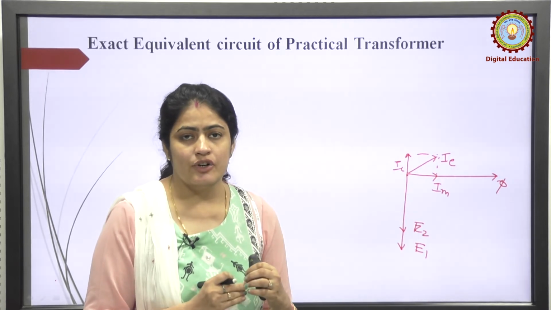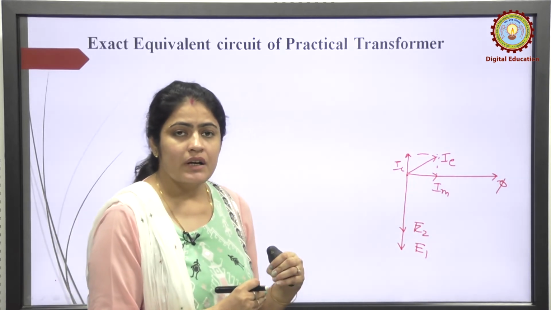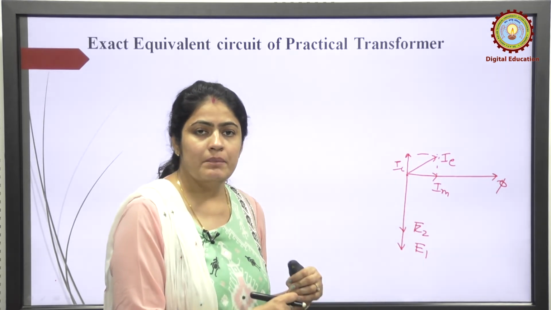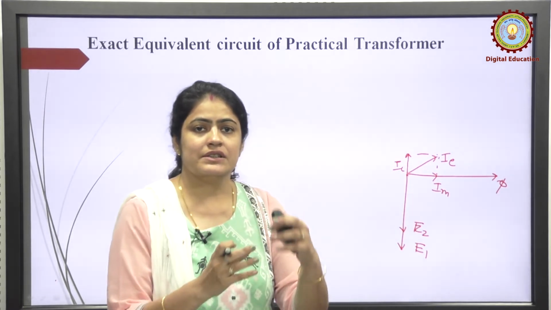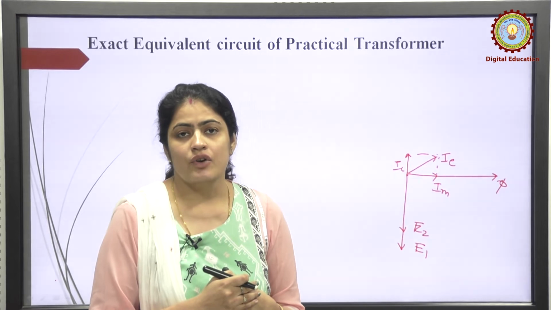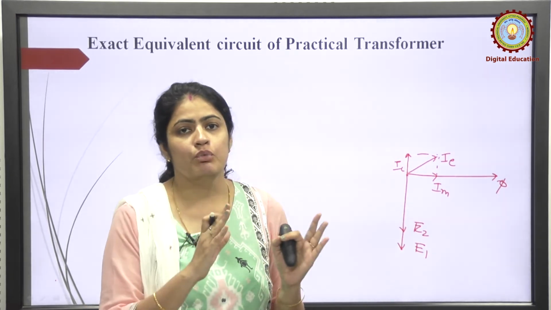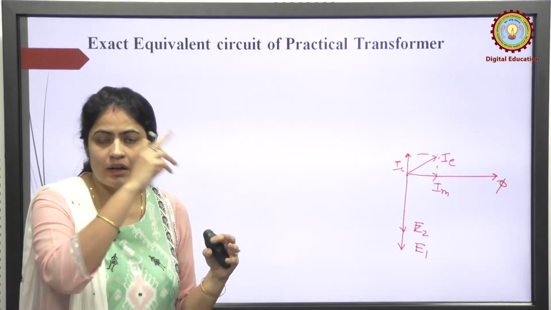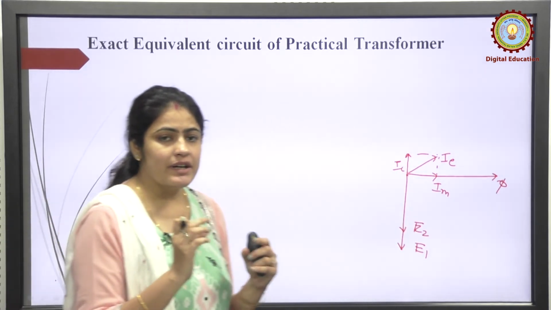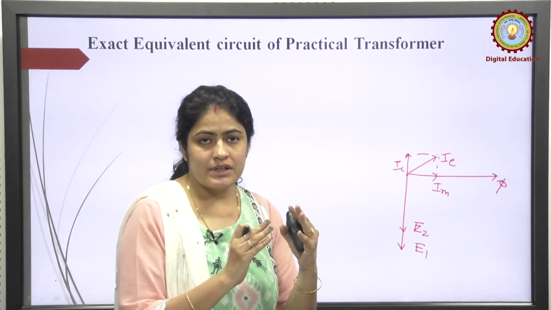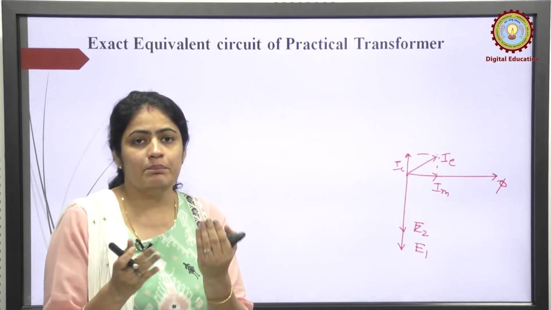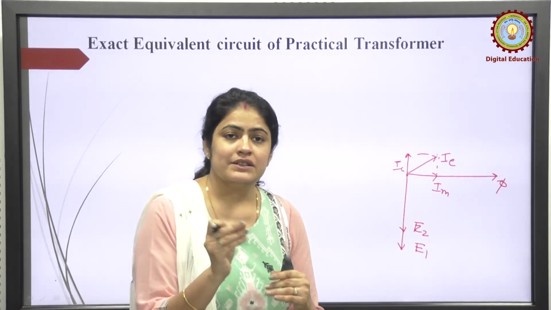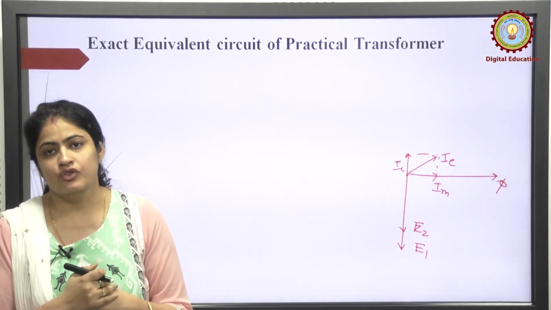The leakage flux on the primary side is linked only with the primary coil, and the leakage flux on the secondary side is linked only with the secondary coil. But the mutual flux is linked with both windings, and these leakage fluxes are only in the air part, not in the core. That's why we consider an equivalent leakage reactance. This leakage flux is a changing flux, so it produces a voltage, which we consider as a drop in the transformer.